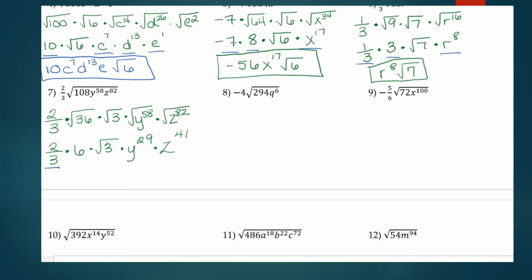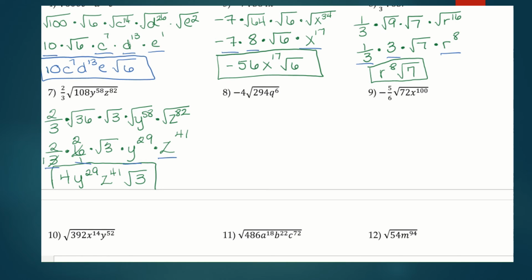Combining anything on the outside of the square roots, 2/3 times 6. If I take 6 and make it into a fraction here, 3 goes into 6 2 times, and 2 times 2 is 4. And then y to the 29th power, z to the 41st, and that square root of 3 at the end.